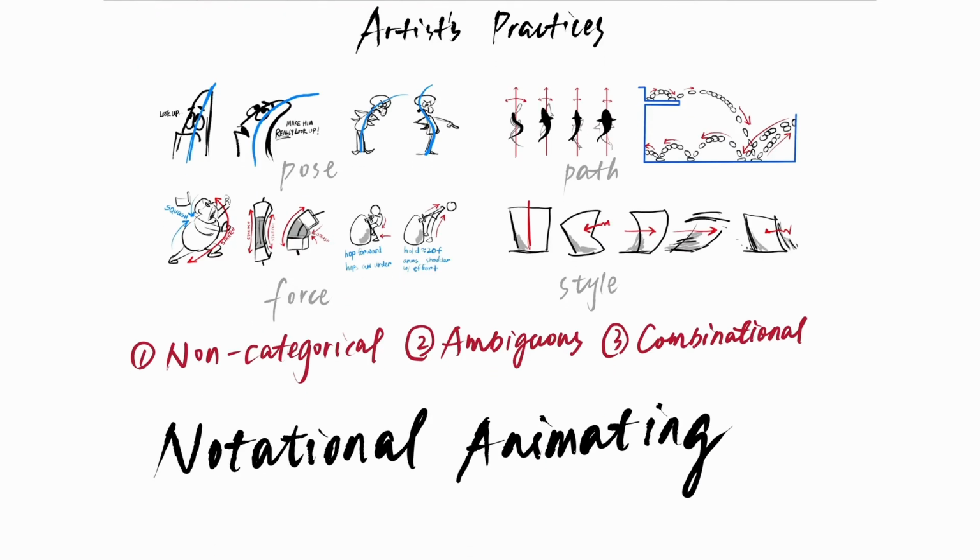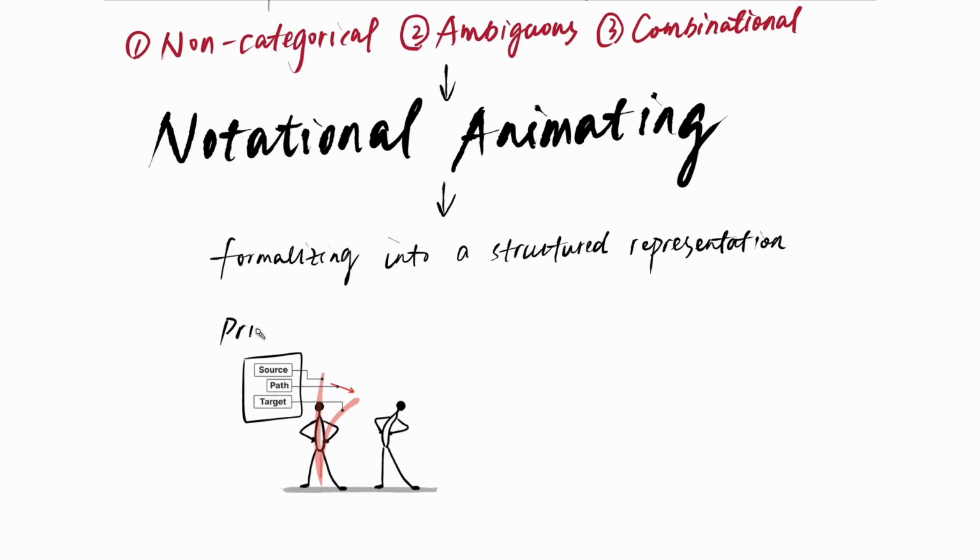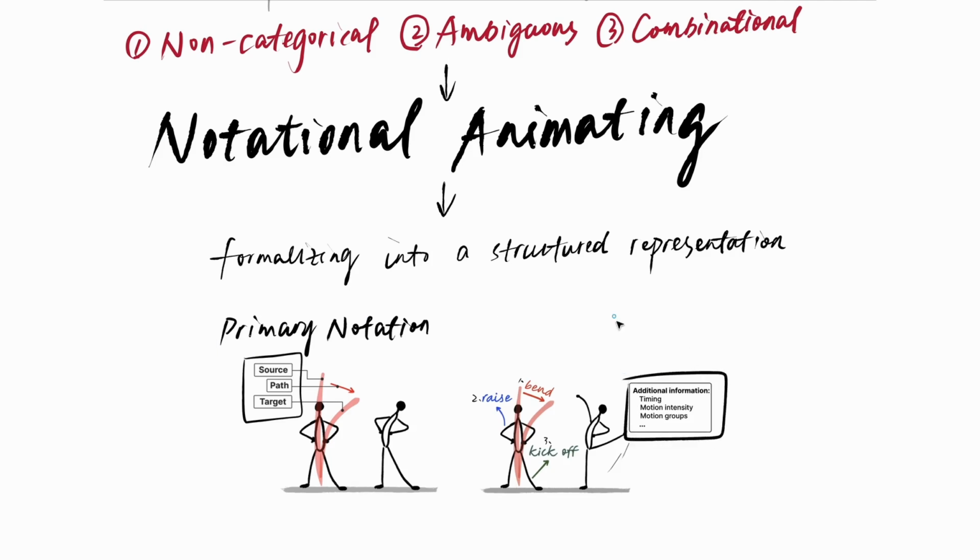In notational animating, we keep the notations informal, but we read them with structure. We formalize these notations into an intention representation. The primary notations capture a motion triplet: source, path, and target. Then the secondary notations add additional info like style, timing, and intensity.